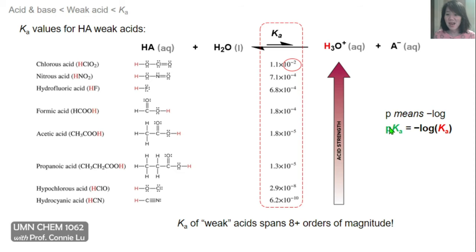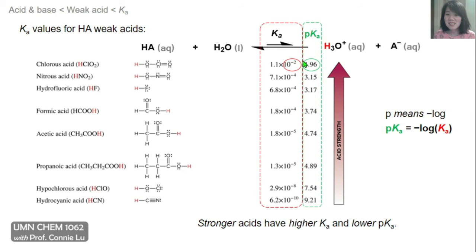Now the pKa value we can get for all these acids simply by plugging them in here. And we'll see that something to the 10 to the minus 2 roughly should give us a pKa of about 2. And so the pKa is actually 1.96 for this first acid. And again, this 8 orders of magnitude, you can simply see that by comparing 1.96 versus 9.2. Now on the pKa scale, stronger acids will have lower pKa.